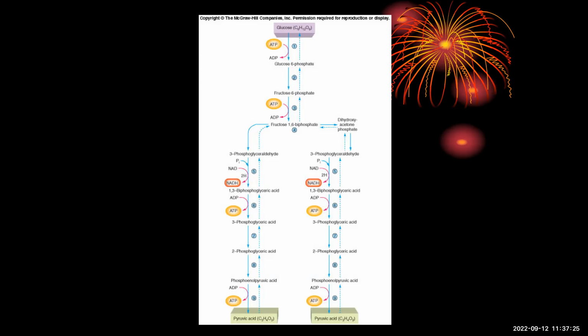So what goes in? Glucose. What comes out? 2 NADHs, 2 ATP, and 2 pyruvates or pyruvic acids. That's what comes out.